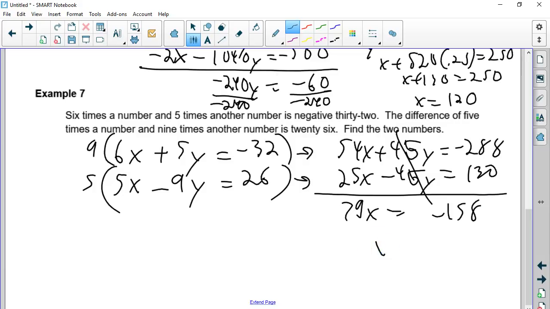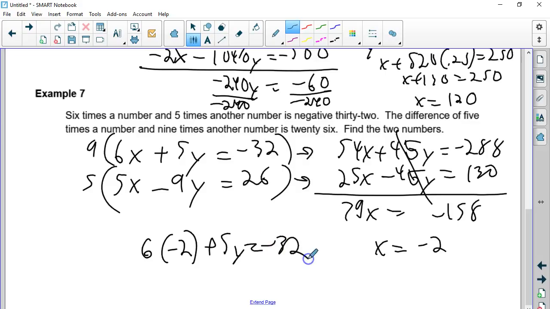Divide by 79 and get x equals -2. So I'm going to plug that back into my original equation. Doesn't really matter which one. 6 times -2 plus 5y equals -32. That's going to be -12 plus 5y equals -32.